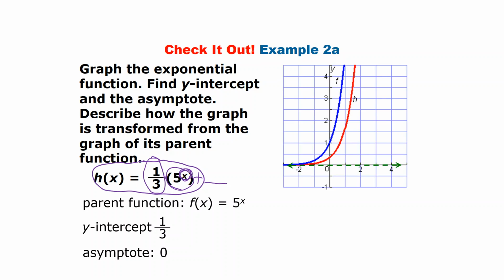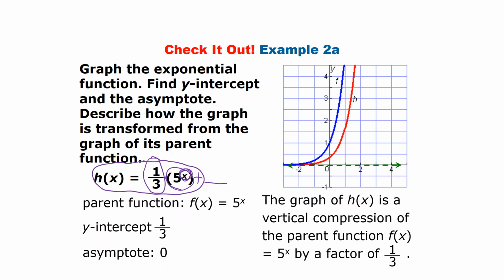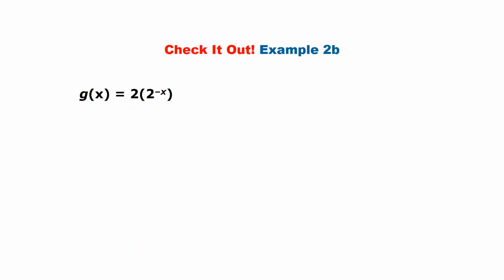So let's take a look at the graph of this. And notice the asymptote stays at y equals 0. Nothing really tough on this one. It says it's a vertical compression of the parent function by a factor of 1/3, just like what we said. All right, next. Okay, here's another example. Turn off your video and give it a try.